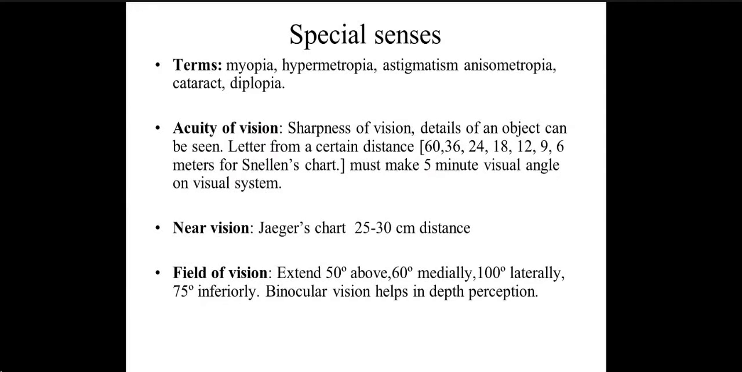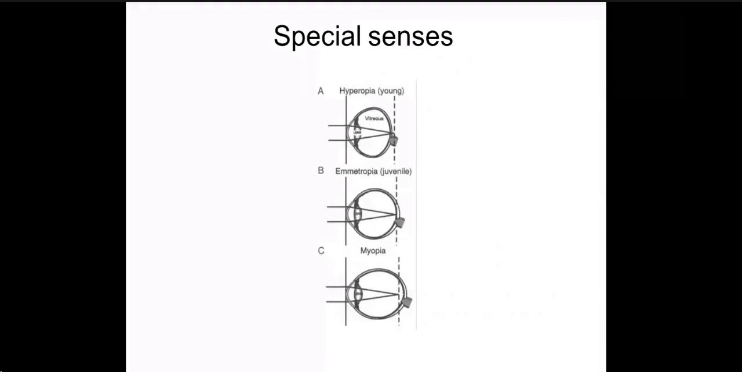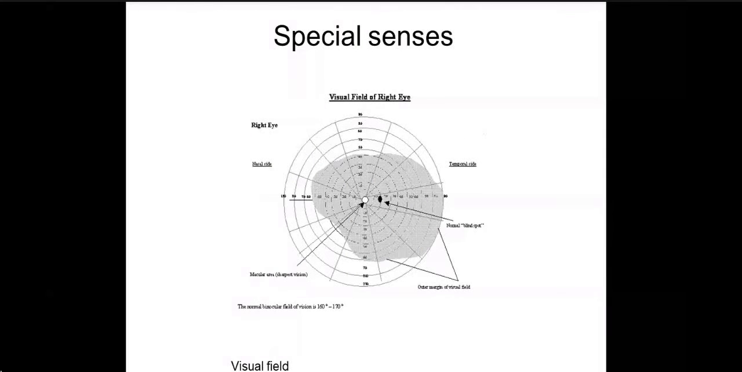Field of vision you have done in your practical classes. We can measure field of vision by Lister perimeter, using the Lister perimeter chart. It is like this: here it is 100 degree, here 75 degree, here 60 degree, here 50 degree. You have done it, so I am not telling it, isn't it? Am I right? Yes, sir. Okay.